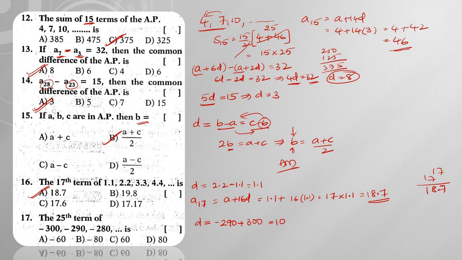Now what is he asking? 25th term. So 25th term means a25. So a25 I can write as a plus 24d. So from this, what is a here? So minus 300 plus 24 into 10. So minus 300 plus 24 tens, which are 240. So minus 300 plus 240 is minus 60. Hence the answer is minus 60.